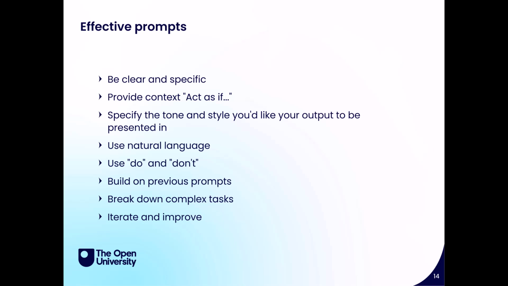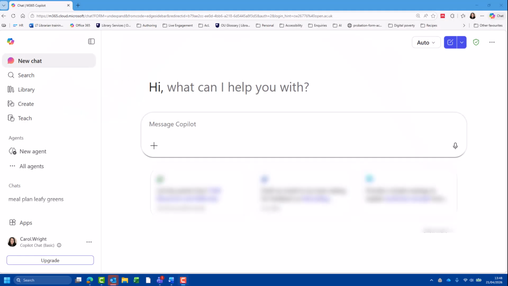I will now demonstrate creating an effective prompt. For this exercise, I'm going to use Microsoft Copilot. There are many different generative AI tools available, but Microsoft Copilot is the only safe tool from a copyright perspective for OU study. It ensures that data stays within the OU and is not used by the tool for training, and that Microsoft won't claim copyright on the generated outputs.